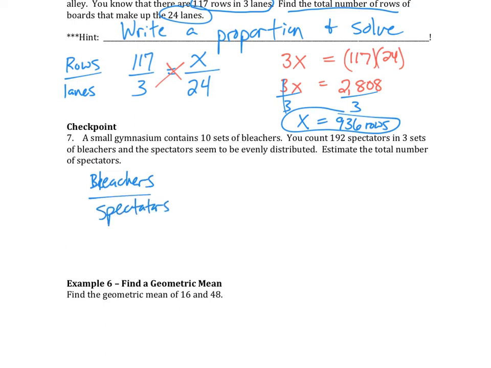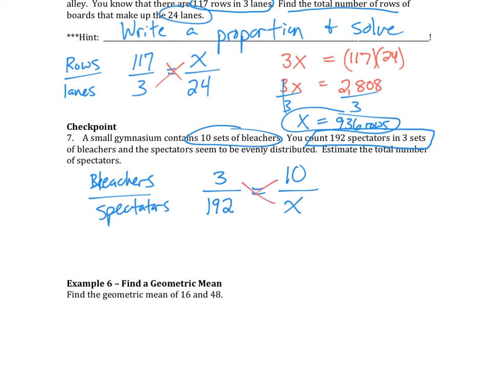I'm going to write down 2 fractions. So 10 sets of bleachers is what the gym contains. There is 192 spectators in 3 sets. So 3 sets of bleachers and 192 spectators equals, we want to know how many spectators will be in 10 sets of bleachers. So 10 goes with bleachers, x goes with spectators because we're trying to find out the spectators.